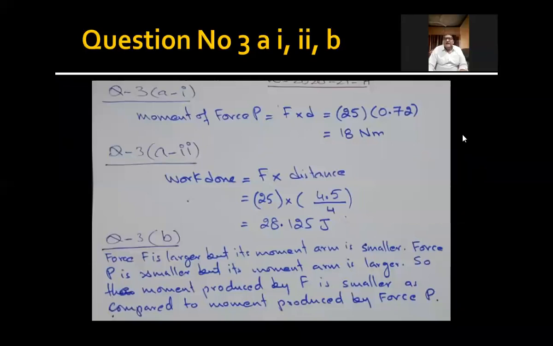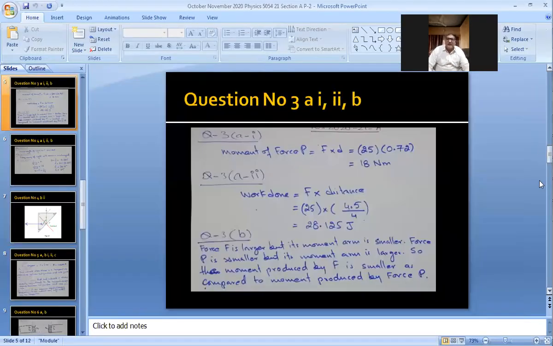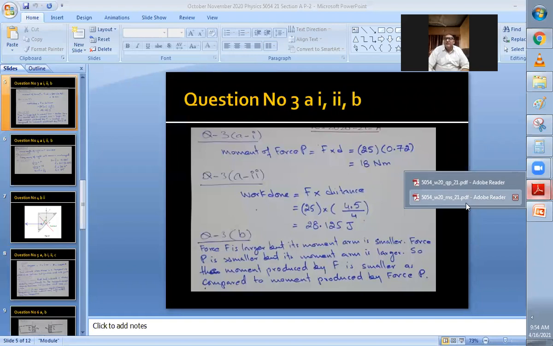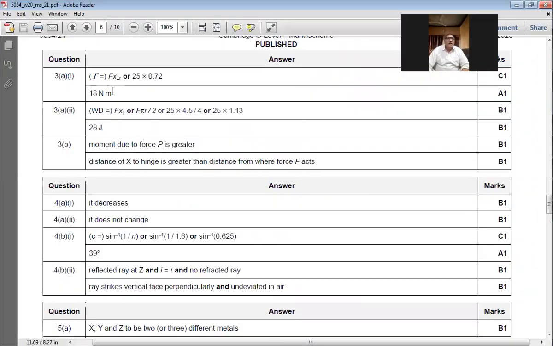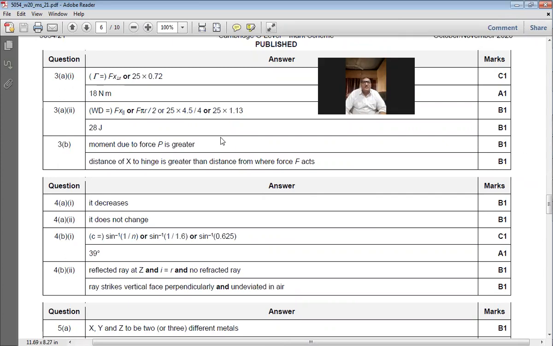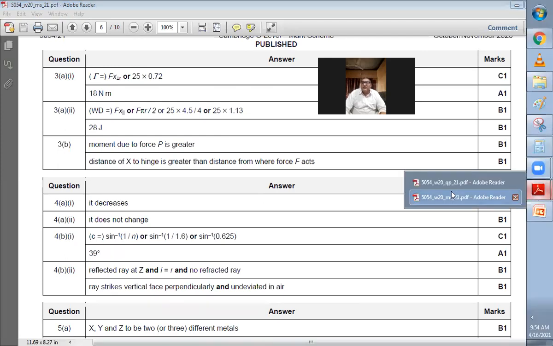So you can see that the moment of the force P is F multiplied by D, 25 multiplied by 0.72, and it will be 18 Newton meter. Let's check what the marking scheme says, and the answer is 18 Newton meter, so our answer is good. So we are done with question number 3a first part. Okay, let's go to the next part.